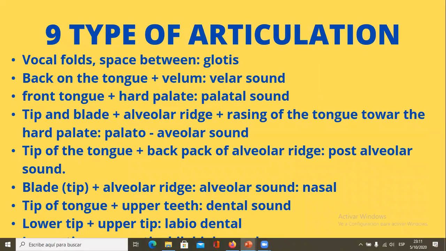And then we have the classification of consonants into 9 types. We have glottal, velar sound, palatal sound, palato-alveolar sound. Then we have nasal, dental sound, and labiodental.